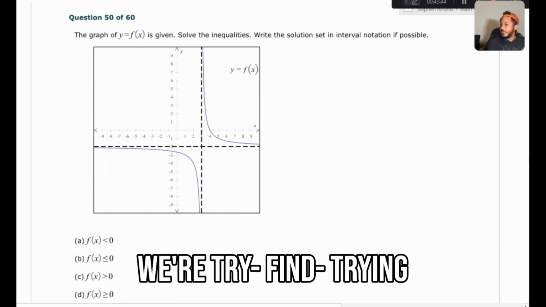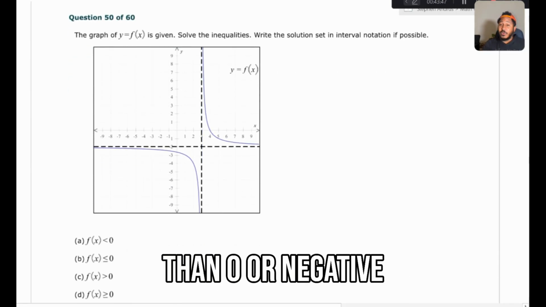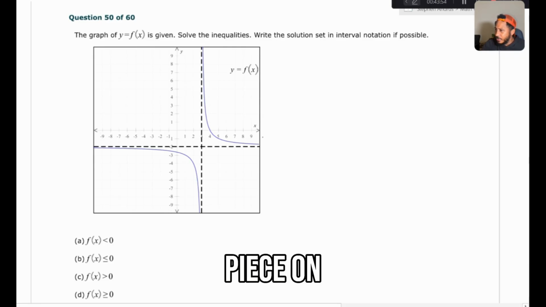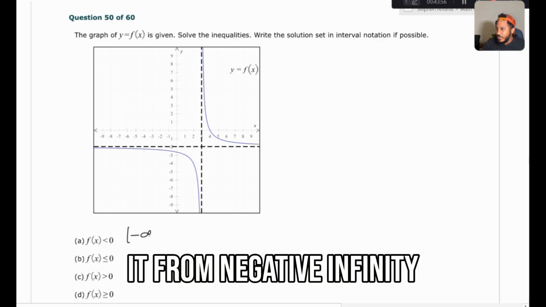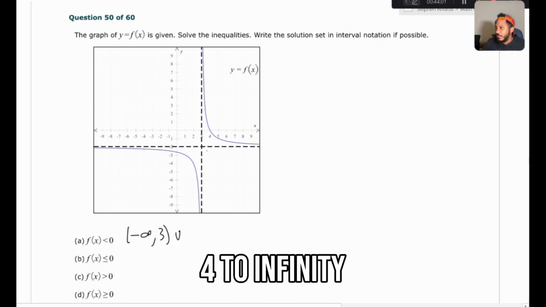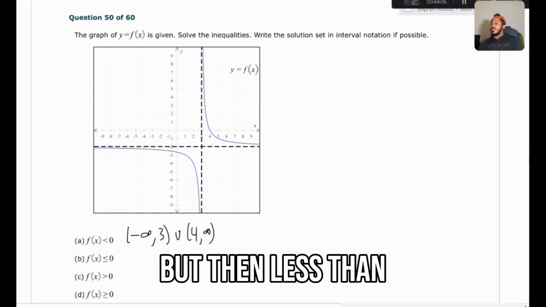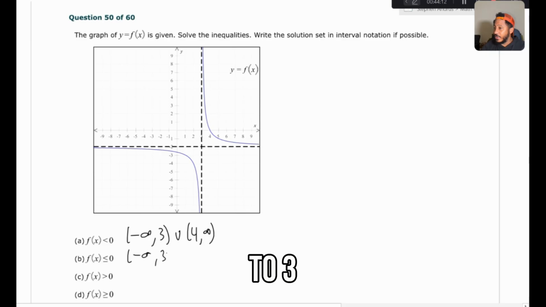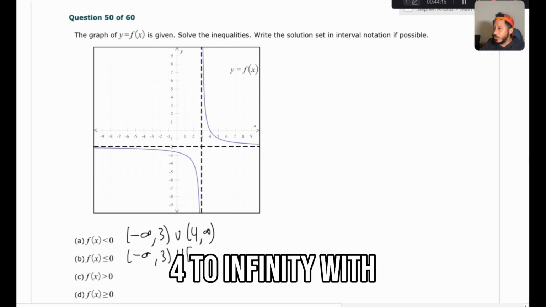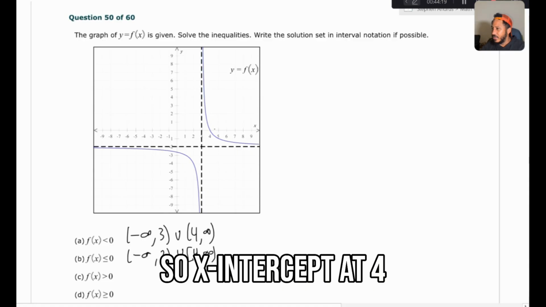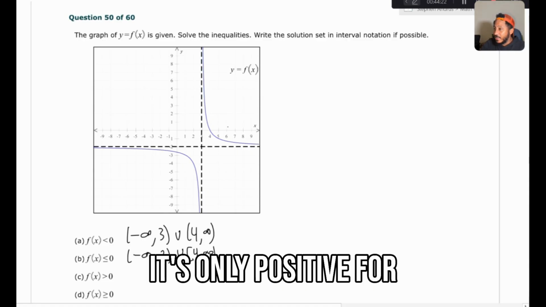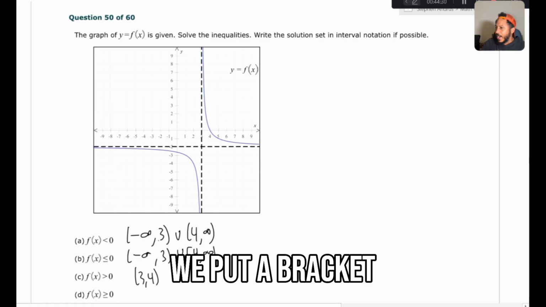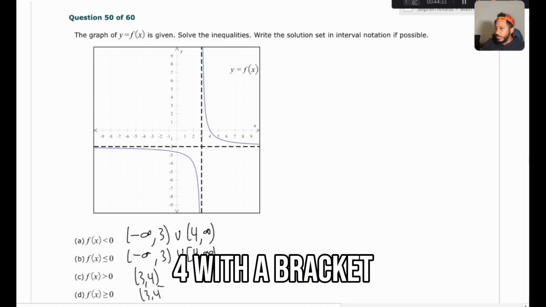So here, same thing. We're trying to find out where this function is less than 0 or negative, right? So it's below the x-axis for this entire piece, and then from this piece on, right? So we'd say from -infinity all the way up to 3, and then also from 4 to infinity. But then less than or equal to, we want to include the x-intercepts, not the asymptotes. So from -infinity to 3, but then also from 4 to infinity with a bracket on 4, since there's an x-intercept at 4. Whereas it's positive only for this piece, so from 3 to 4. Whereas greater than or equal to, we put a bracket on the x-intercept, not the asymptote.